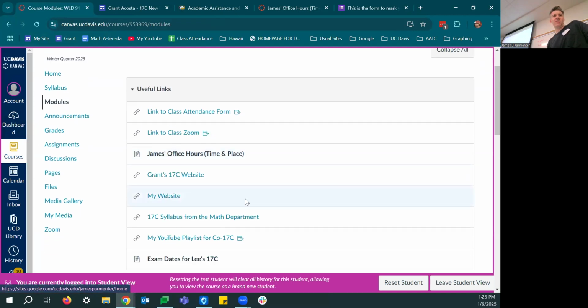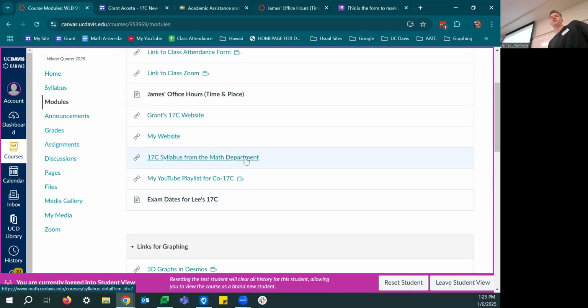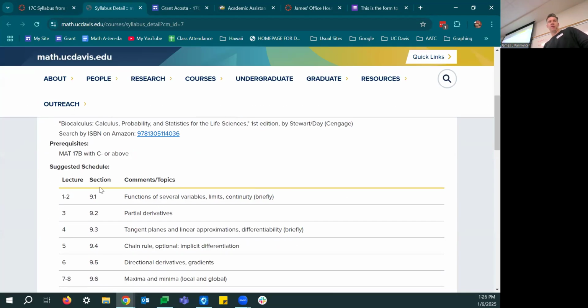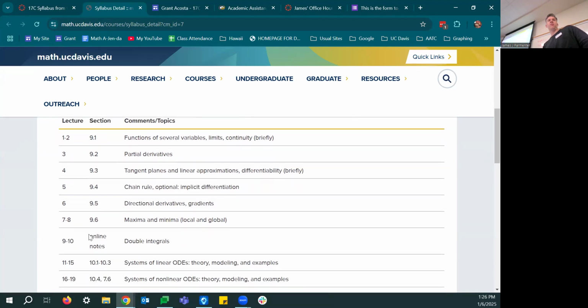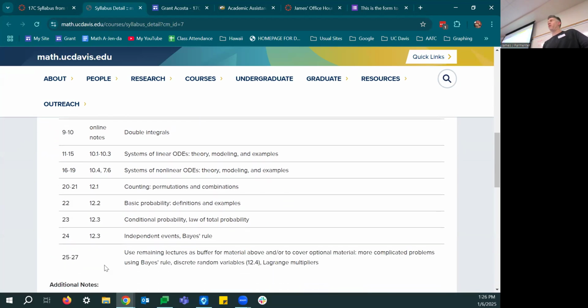My website, which is not useful at all, just has my contact info on there essentially. Something I do think is useful is the syllabus from the department. So this is actually what the department says you should be doing over how much time should be spent on each topic. So you've got all of chapter 9 here, double integrals, which are not in the book. And we've got most of chapter 10, section 7, chapter 7, and then all of chapter 12. But then you can look at each one and be like, okay, that's what we're doing. You can look at the textbook.